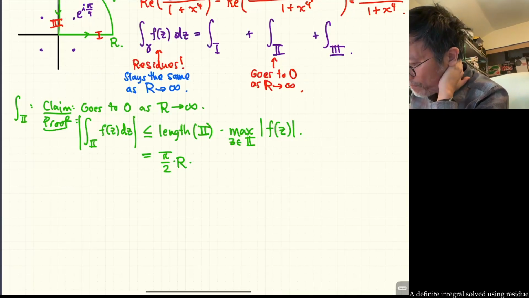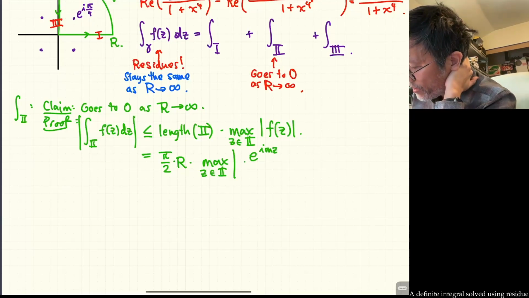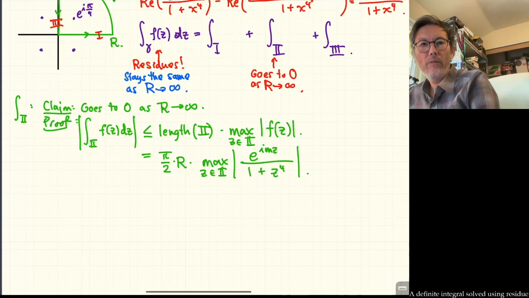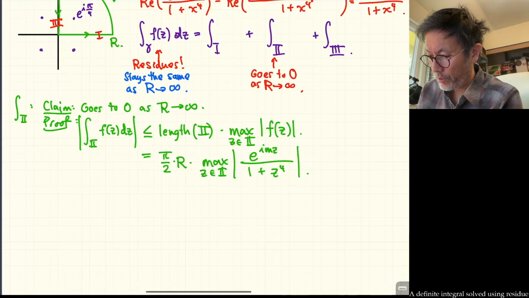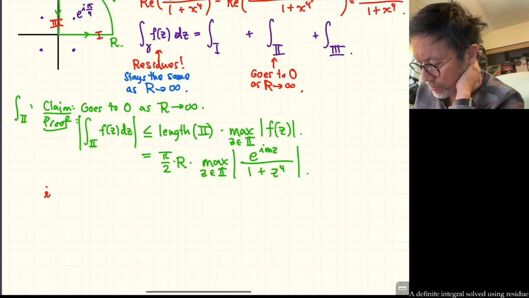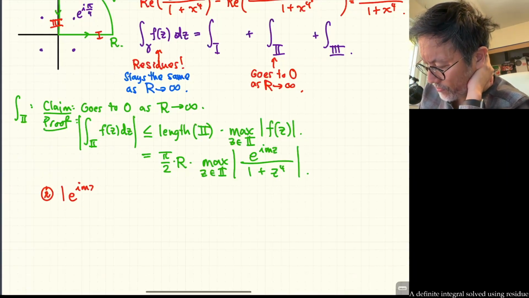And then what about this max? So that's the max for z on this quarter circle of course, of the modulus of e to the imz divided by 1 plus z to the fourth. And so I should figure out what's happening with this. Well, first point, maybe. First point. What can I say about the norm of e to the imz?